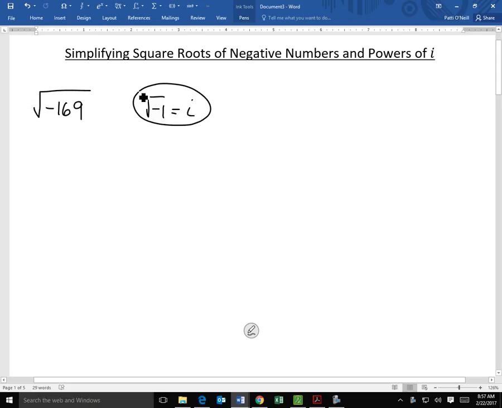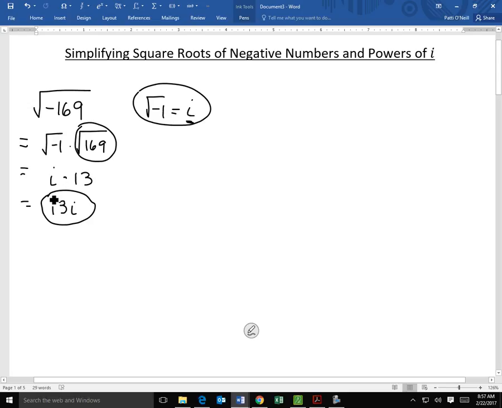So I can take something like the square root of negative 169 and split it up into the square root of negative 1 times the square root of positive 169. We know that the square root of negative 1 is equal to i. And we learned that the square root of 169, because that number is a perfect square, is equal to 13. So this problem becomes i times 13, but we're going to write our final answer as 13i.